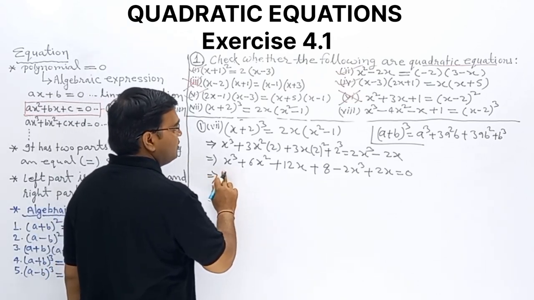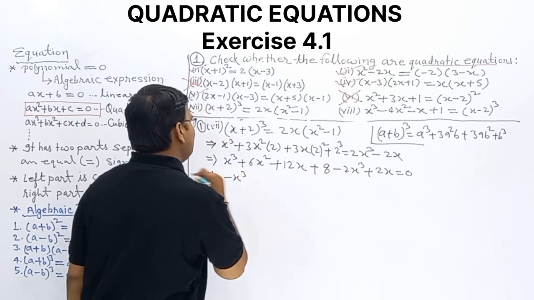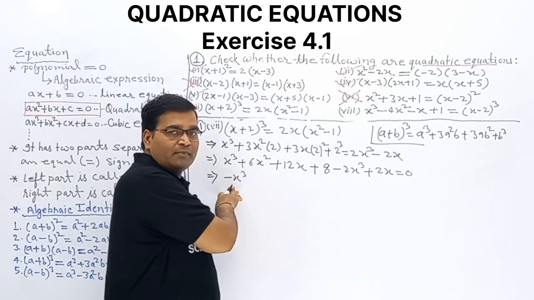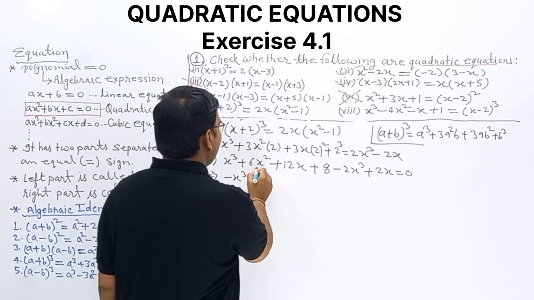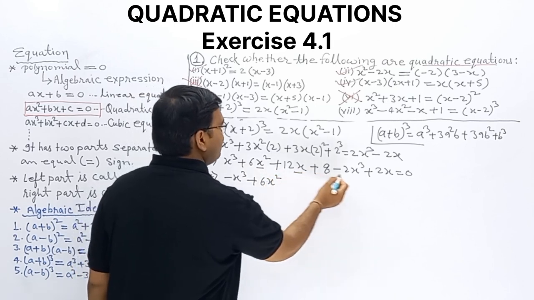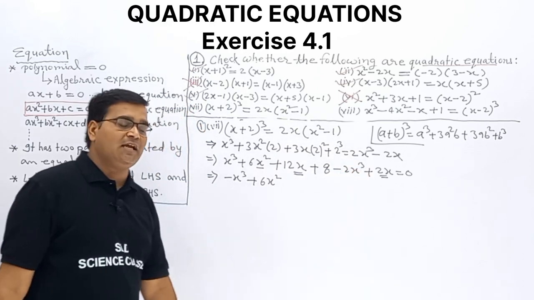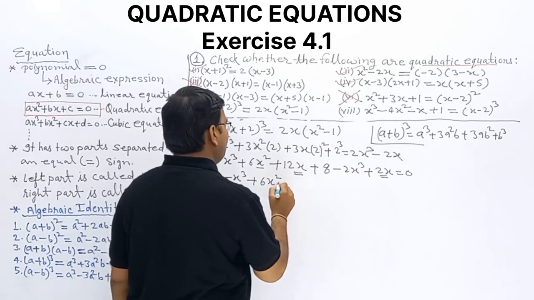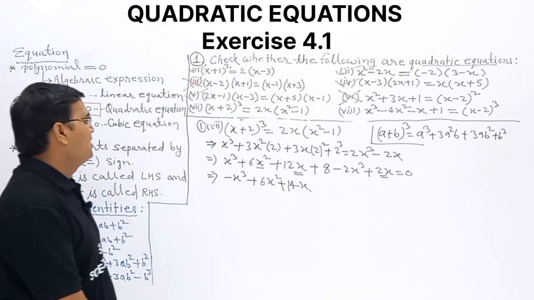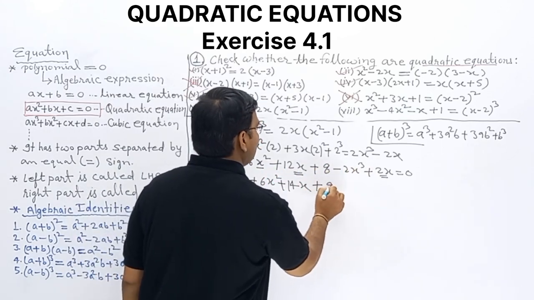Now add and subtract. x cube is one time, but there is 2 times, so minus x cube remains. Minus 2x cube plus x cube, what is remaining? Minus x cube. Now square term, we have only one square term, plus 6x square. Now x terms, we have 2x terms. Both are positive, so we can add directly. 12x plus 2x will be 14x. Now what term is remaining? Only this constant term, plus 8.